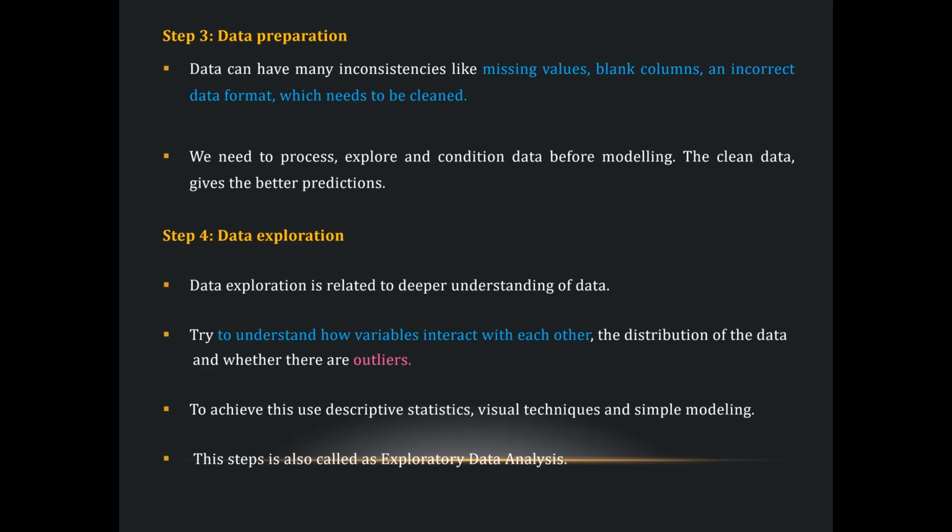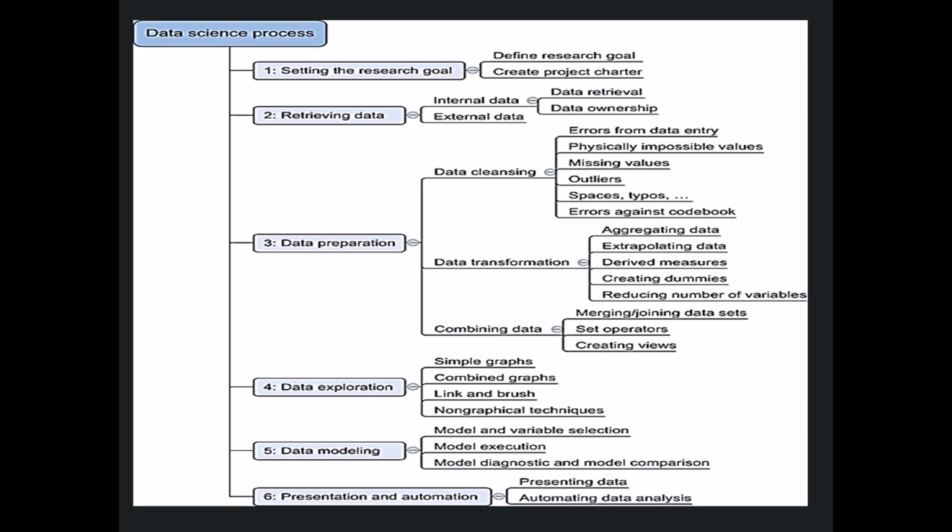So the next one is the data science process. Let me revise the first 3 steps: setting the research goal, retrieving the data, data preparation. As I said before, setting the research goal is nothing but defining the research goal: what, when, where, how. You will be able to answer all these questions. The second step is create project chart. What is create project chart? You will fix a timeline to submit each detail or each collection of data with a particular deadline. So that is creating a project chart.